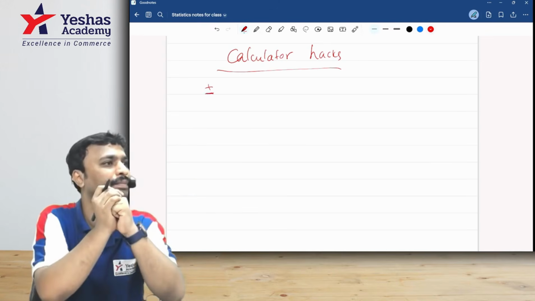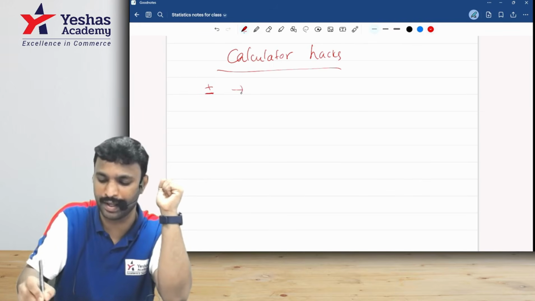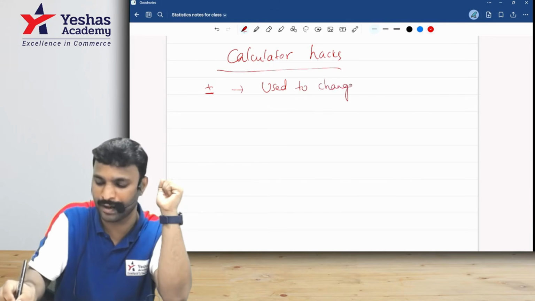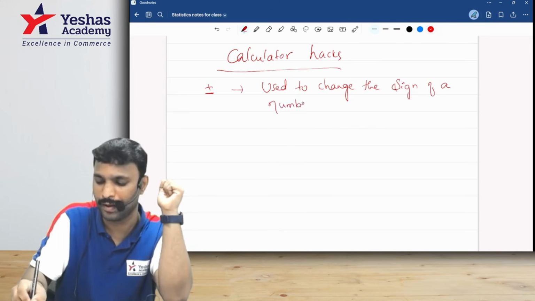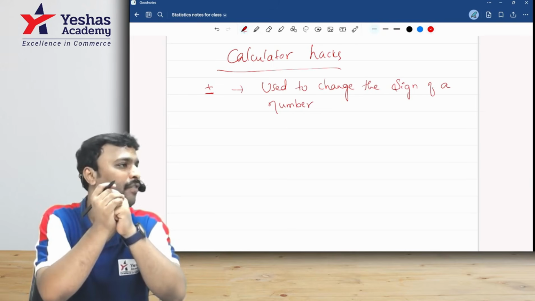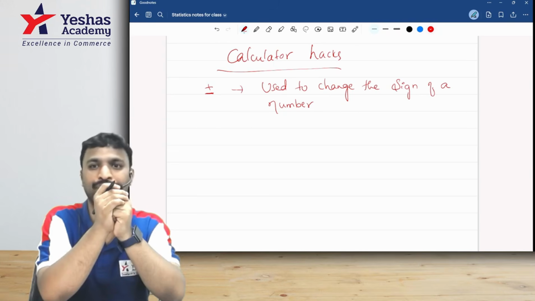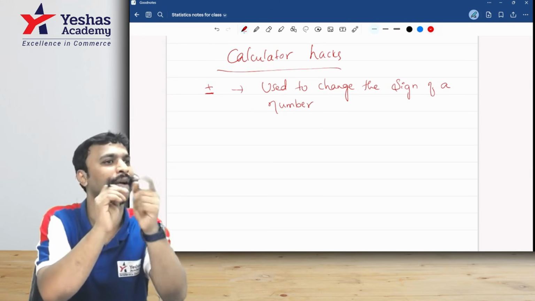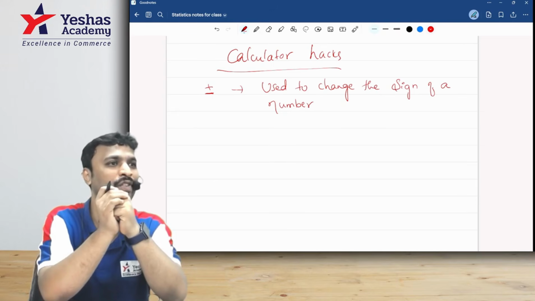Can you see that? Plus or minus is used to change the sign of a number. For example, you have typed the number 5. You want to change the sign. Type 5, everybody. Press plus or minus. What will happen? It shows minus 5. Understood? So, the plus or minus is used to change the sign of a number.